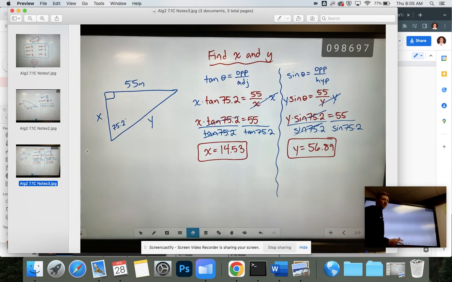Okay. Very similar problem, just two parts here. We're just going to try to find x and y this time. So here's our triangle. This left side is going to be x. This top side is going to be 55 meters. Our hypotenuse we're going to call y. And our angle is going to be 75.2 degrees. So clearly this is not drawn to size, because that other angle would be really, really small, 14.8.